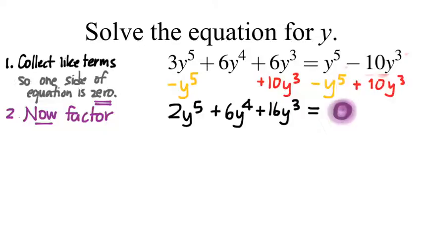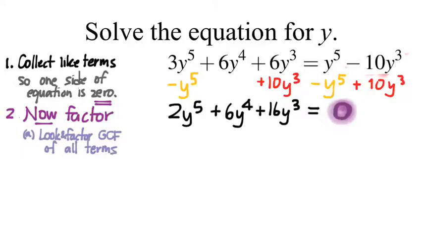So that leaves the question, how do we factor 2y to the fifth plus 6y to the fourth plus 16y to the third? Because that feels like a process now. What was the first step in that process for you? The first step in your factoring process should always be to look for and factor out the greatest common factor of all terms. Look and factor the GCF of all terms.